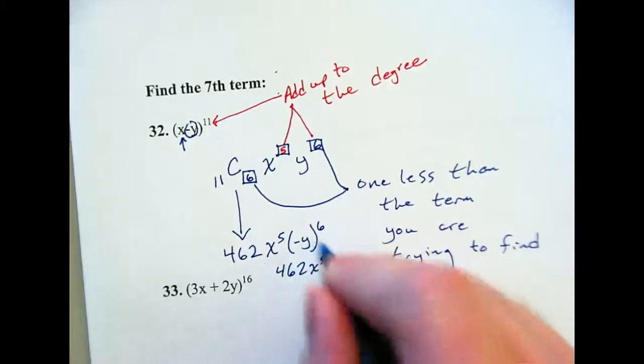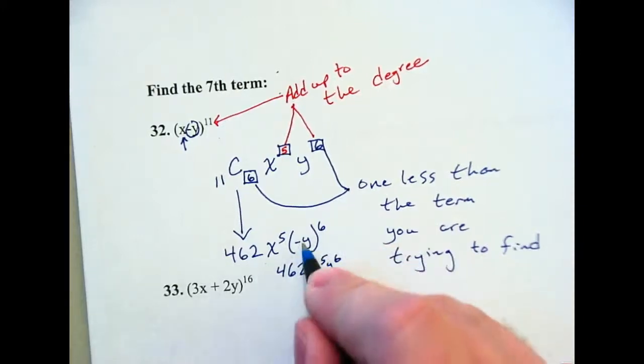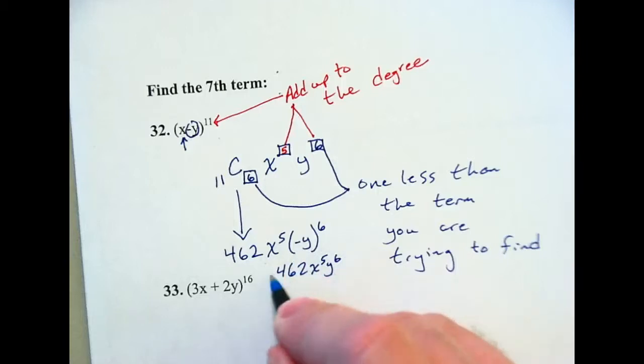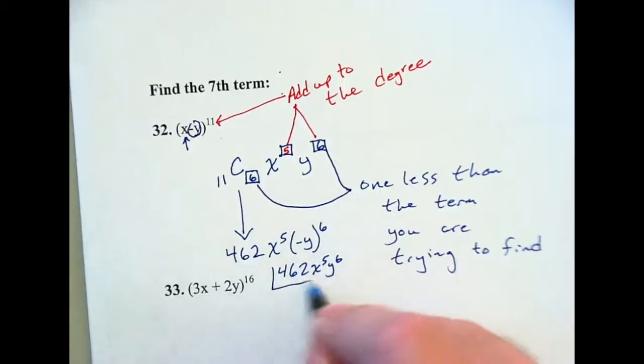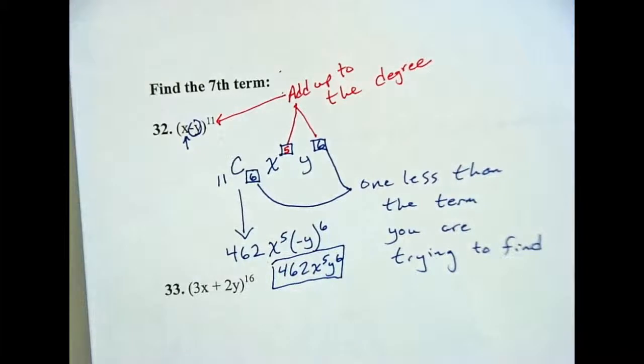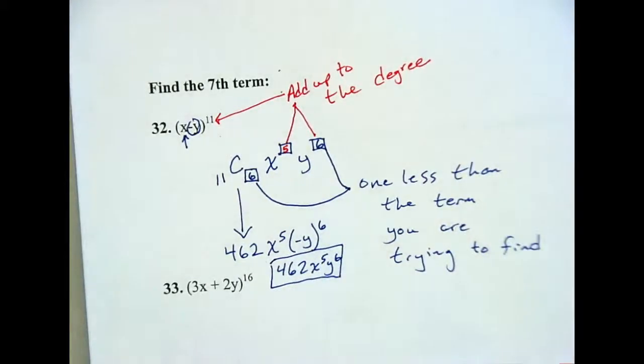Now if that was an odd power, that would make that y negative, which would mean I'd have a negative that would pull all the way out to the front here. It would be negative 462 x to the 5th, y to the whatever odd power. But since it's even, it becomes positive. Any questions on that?